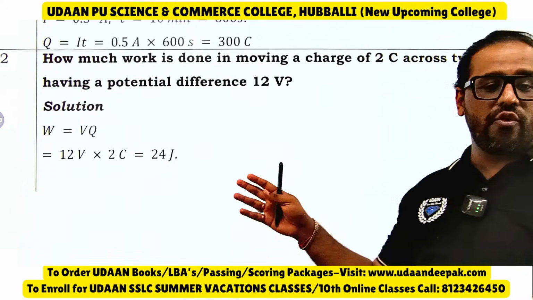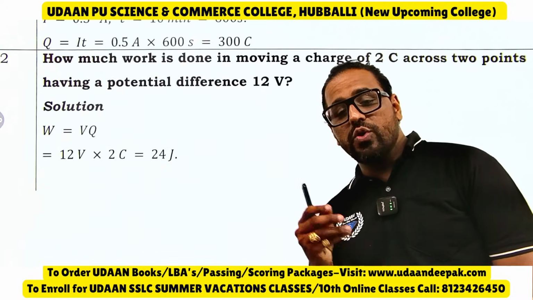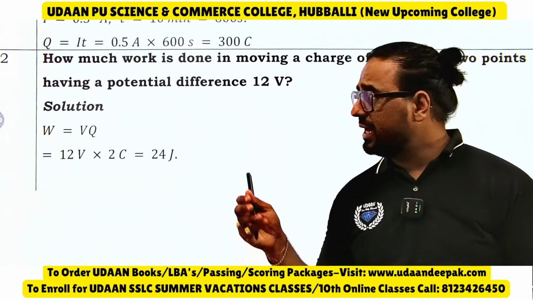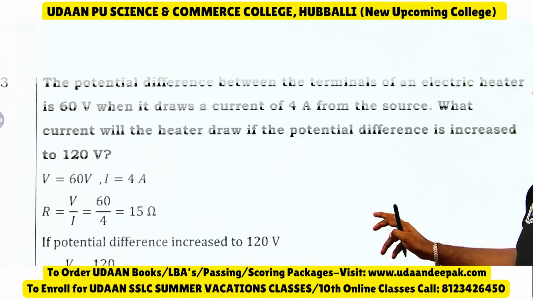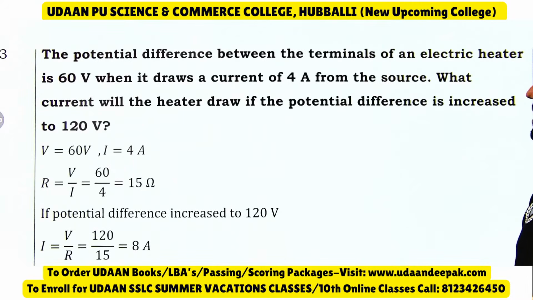Then you should know the formula. Work done is equal to voltage into charge. W is equal to V into Q. 12 into 2 is 24 joules. Then the potential difference between the terminals of an electric heater is 60 volt.